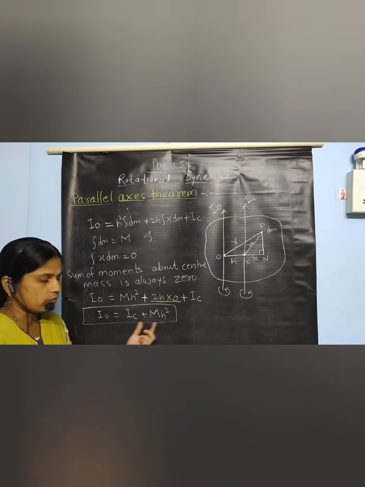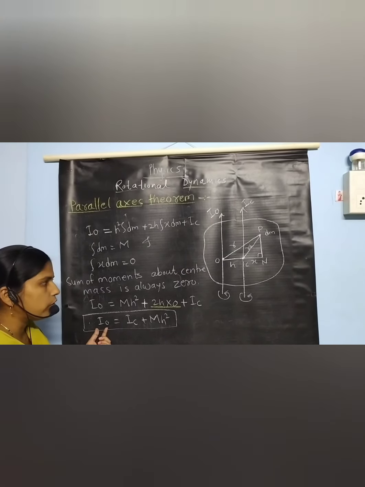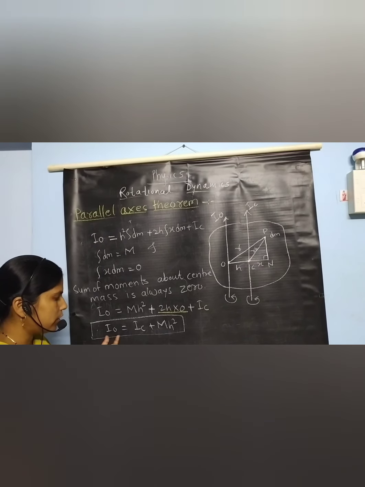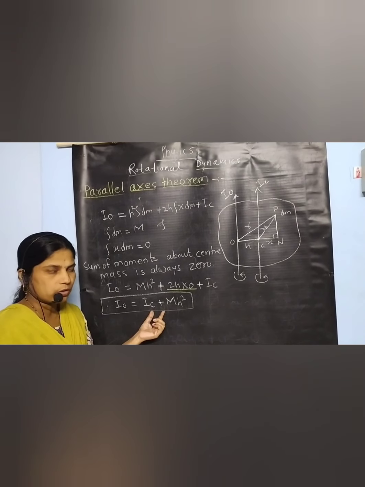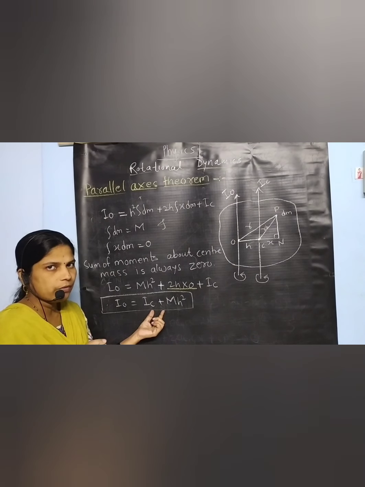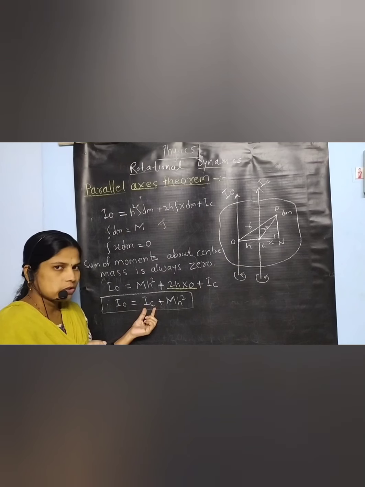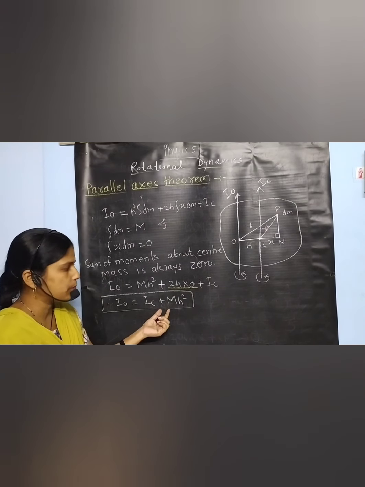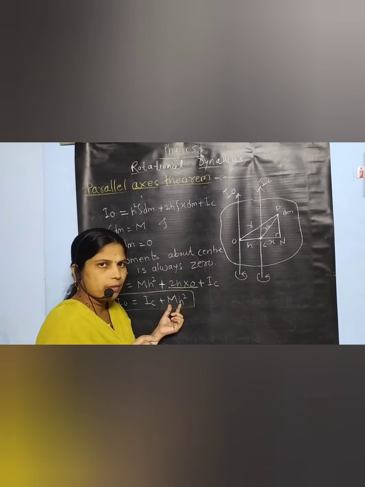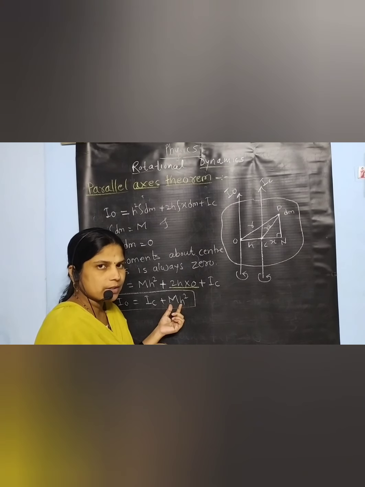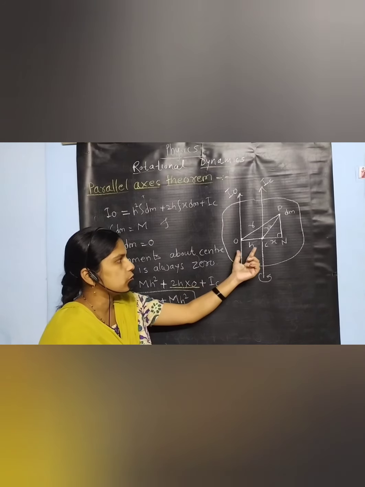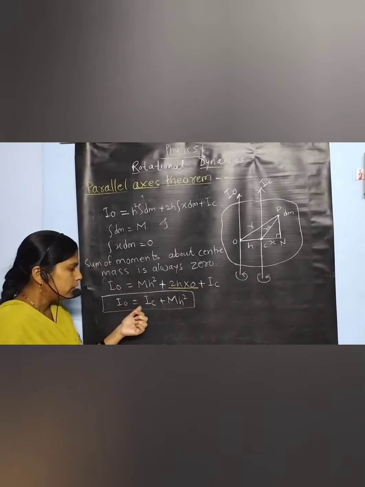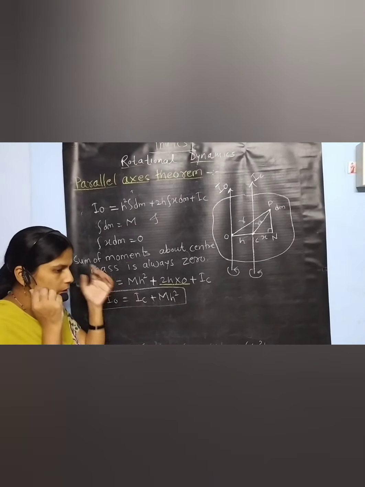Here we are saying IO is the moment of inertia about an axis of rotation passing through any point. It is equal to the sum of the moment of inertia about the axis of rotation passing through the center of mass and the product of the mass and the perpendicular distance between the two axes. Therefore, we are getting IO is equal to IC plus Mh square.